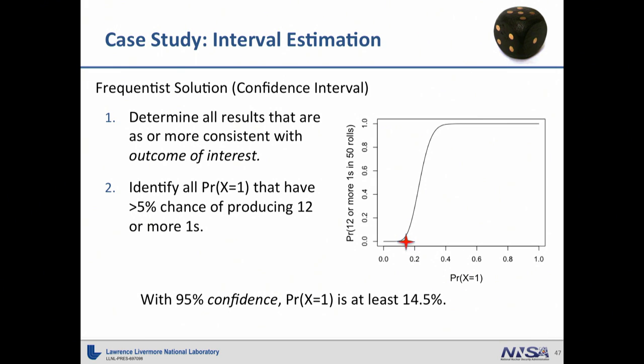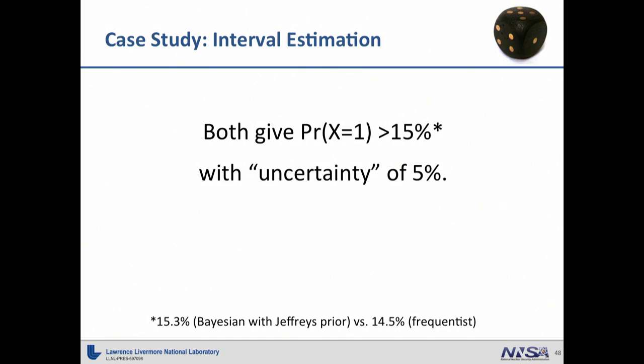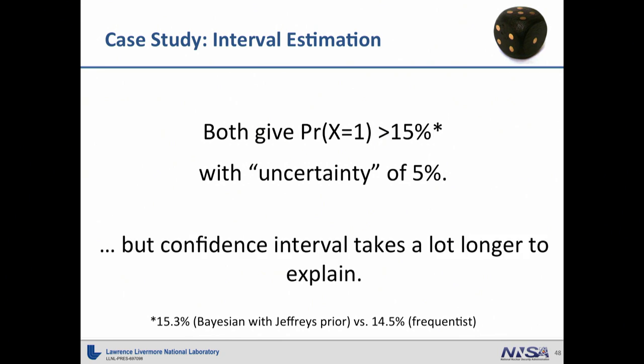And this procedure does, in fact, have that 95% coverage probability, which is to say, for 95% of experiments that you carry out this way, the interval will capture the real parameter value, but of course, you don't know if you've captured it for any particular experiment. It's worth pointing out I pretty much got the same answer twice. I mean, both of them say that the probability of rolling a 1 is greater than 15%-ish, with uncertainty, whatever that means, of 5%. It was a lot harder to explain how the frequentists did that.